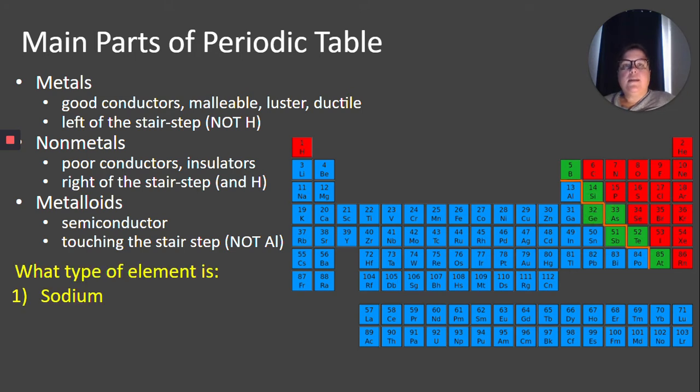So you should be able to find an element and say if it's a metal, nonmetal, or metalloid. So remember, sodium was number 11. It is to the left of the stairs, so it's a metal. Sulfur, which is number 16, is to the right of the stairs, so it is a nonmetal. Silicon is number 14. That's what's used in computers. It is along the stairs, so it's a metalloid.